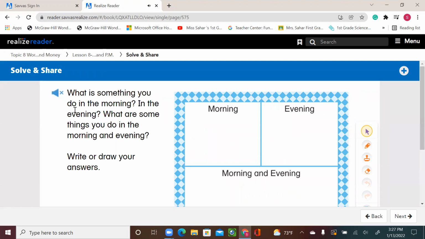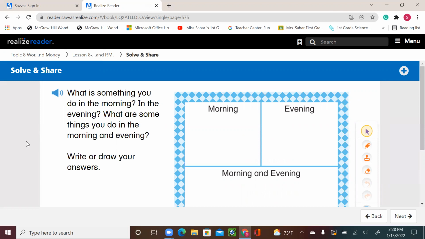What is something you do in the morning? In the evening? What are some things you do in the morning and evening? Write or draw your answers. Okay, this is a fun activity. So you can draw or write something you do in the morning, and something you do in the evening. And things that you can do for both morning and evening.